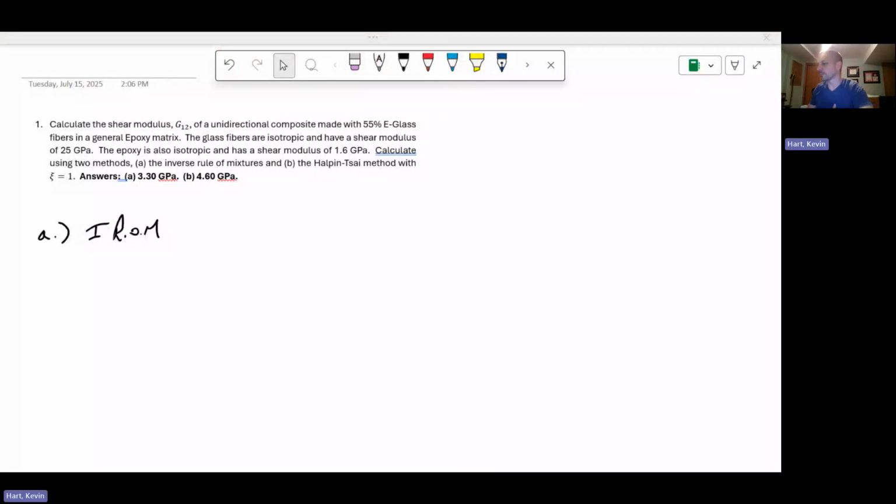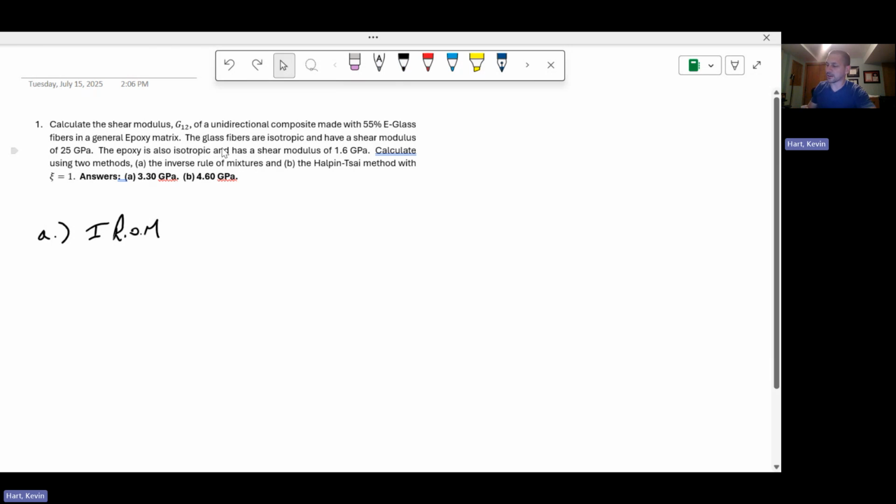Part A, we're going to use inverse rule of mixtures. I'll call it IROM. I've got to share my screen. Sorry about that. Okay, so here we go. I'm just going to work them out on this writing pad. Calculate using 2 methods, inverse rule of mixtures and Halpin-Tsai method.